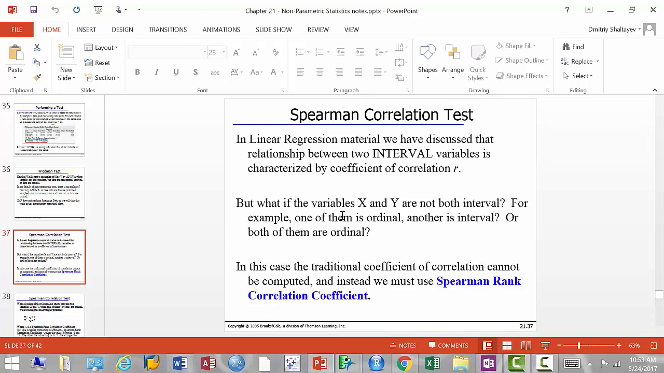Well, what happens if you're dealing with non-interval variables? At least one of them. For example, happiness versus money. That's an interesting study, right? What makes people happy? One of the possible answers is money. The more money you have, the happier you are, right? So we can ask ourselves a question: is it true that money is strongly correlated with happiness?